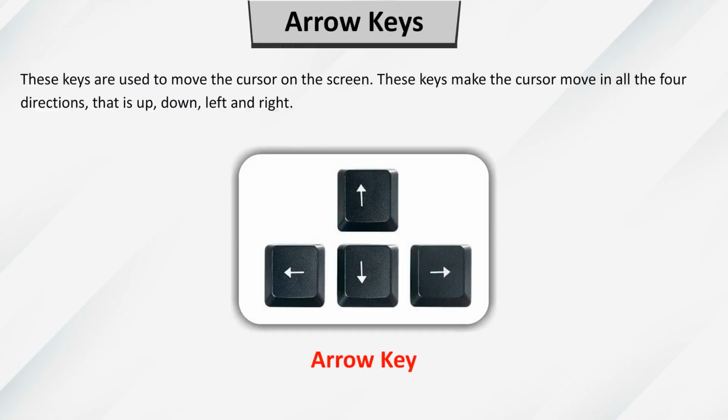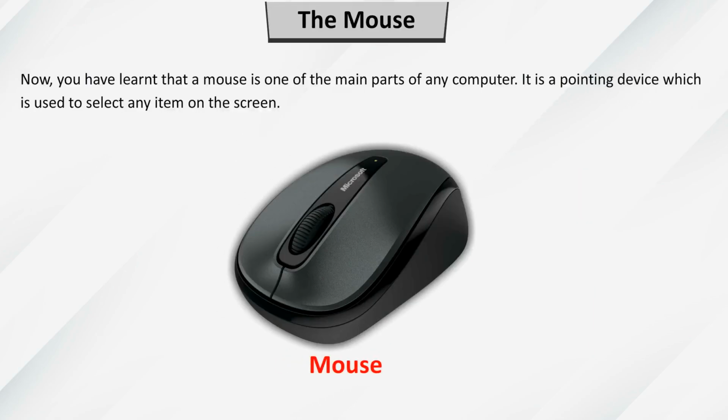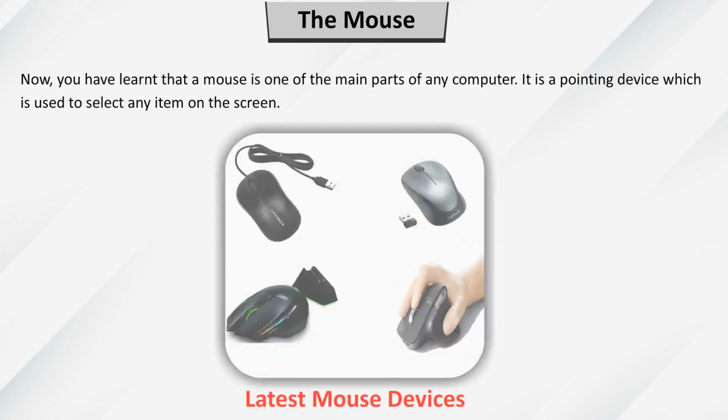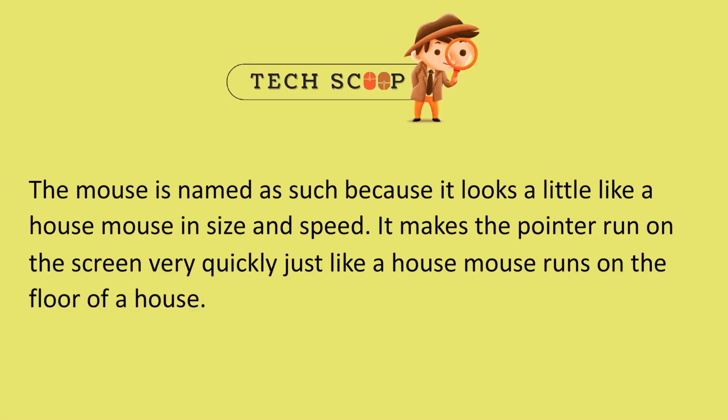Arrow keys. These keys are used to move the cursor on the screen. These keys make the cursor move in all the four directions, that is, up, down, left, and right. The mouse. Now, you have learnt that a mouse is one of the main parts of any computer. It is a pointing device which is used to select any item on the screen.